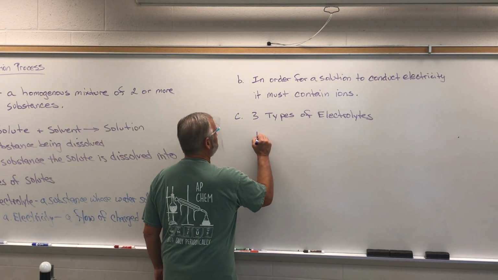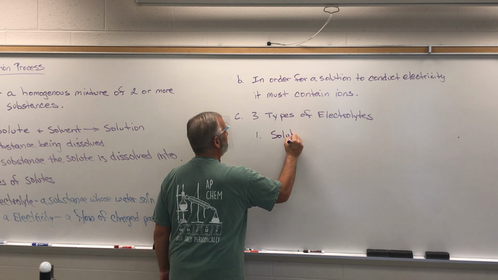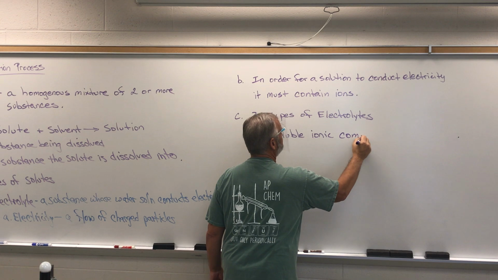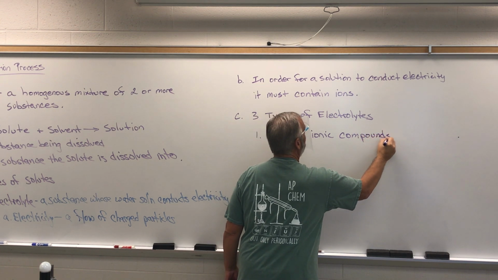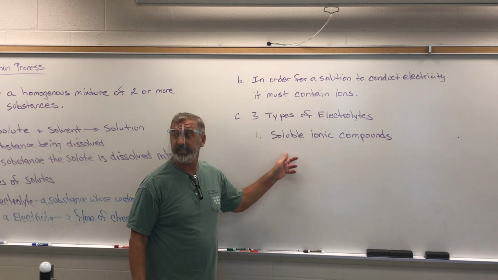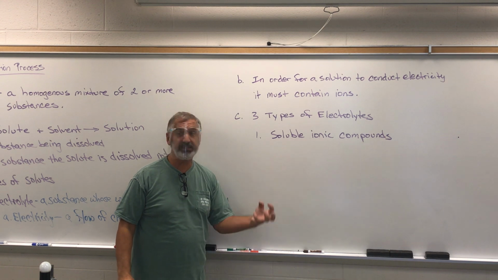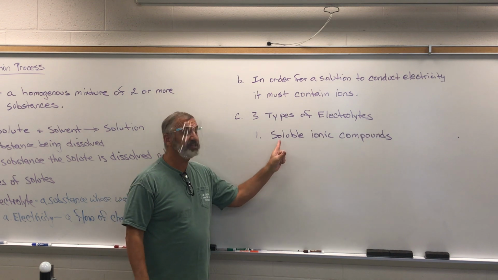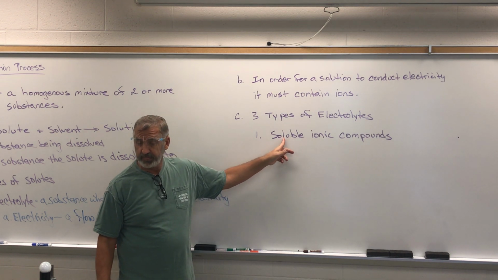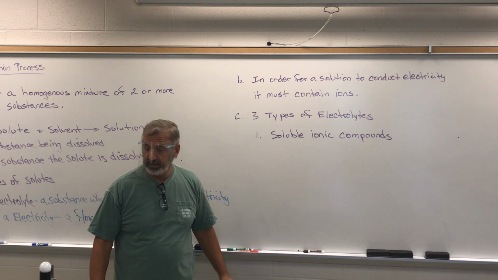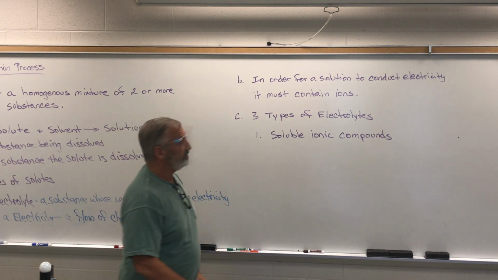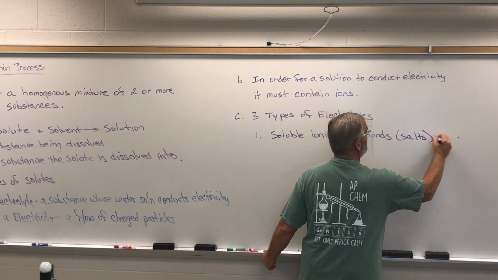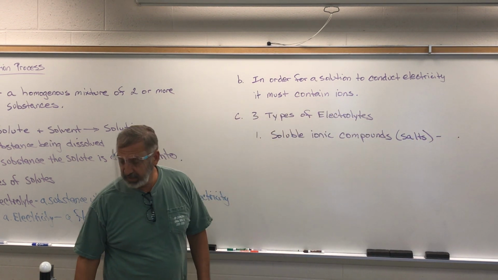So the first one are soluble ionic compounds. Obviously they have to be soluble. We just talked about if they precipitate, they're just going to sit at the bottom, not dissociate, not produce any ions in solution. So soluble ionic compounds. In general, these are called salts. Okay? So they dissolve.